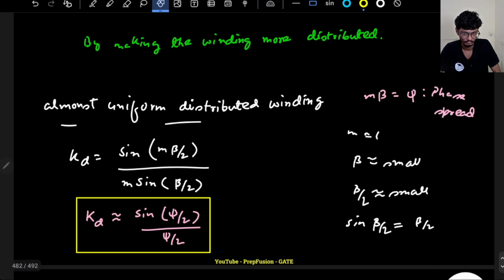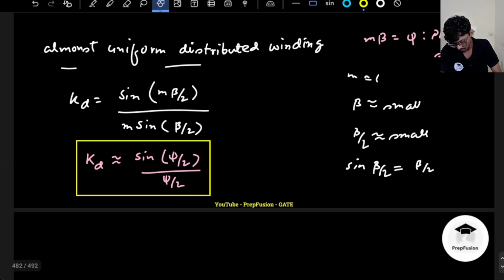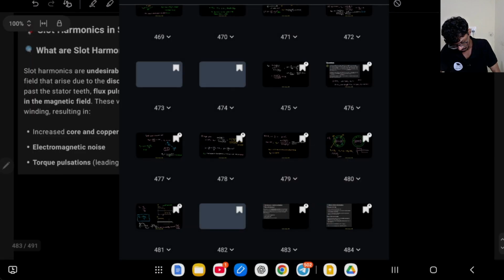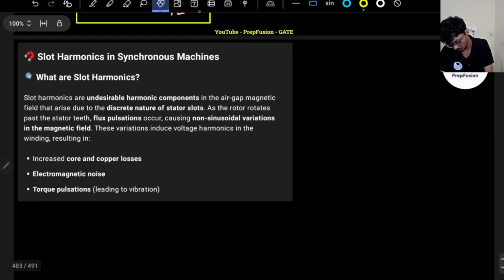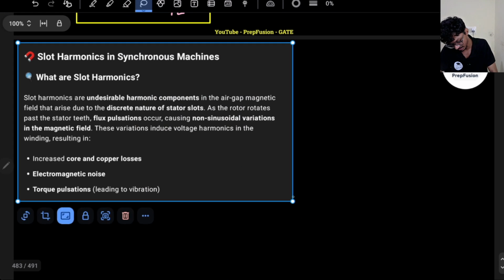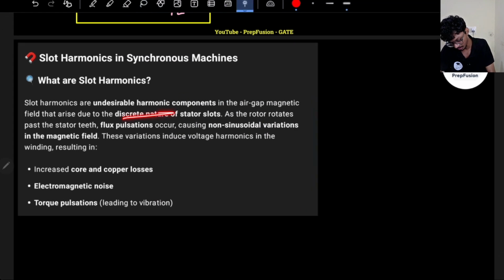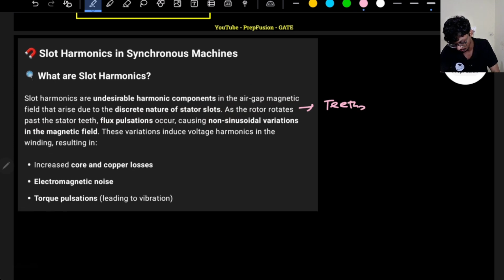Okay, it is xi by 2. So this is one thing that you have to keep in mind. And one more way we reduce slot harmonics is written over here, whatever I discussed. Same thing is written over here: how the undesirable components come in the air gap magnetic flux density due to the discrete nature of the stator slots and the teeth. Between the teeth and the slots there is a discrete nature due to which the slot harmonics come.